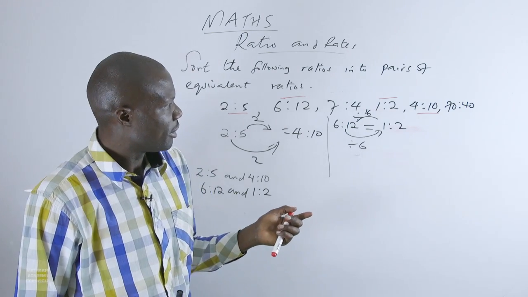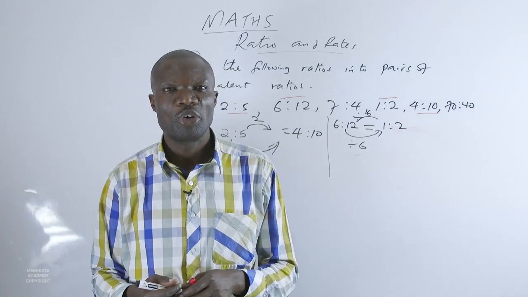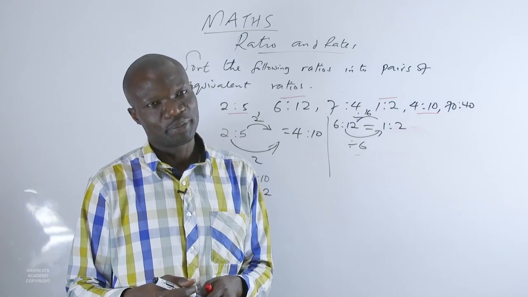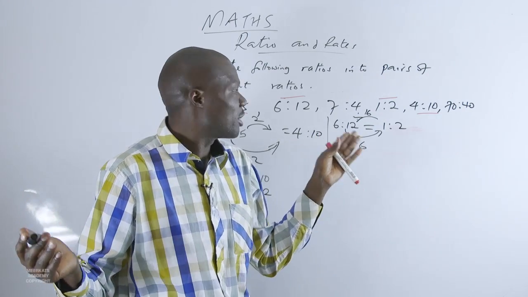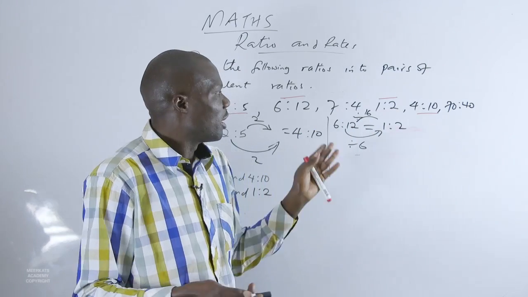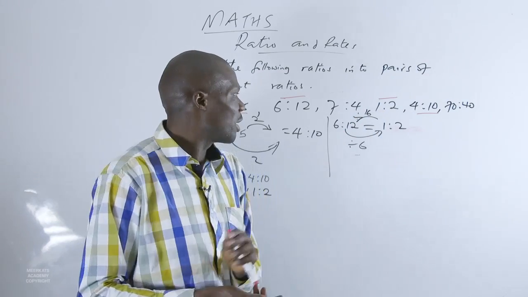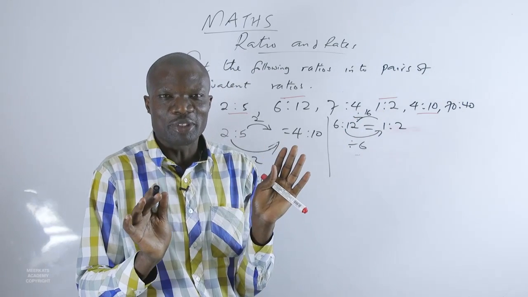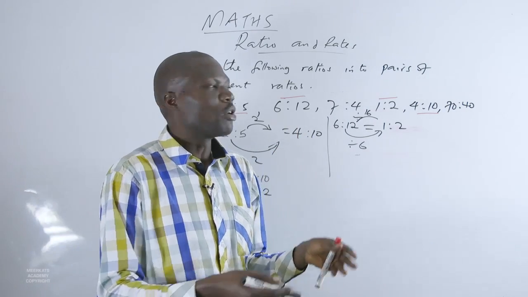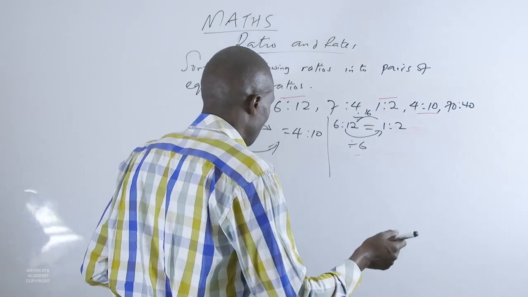But let's see. We have 7 to 4 and 4 to 10. That one cannot work. 7 is not anywhere a multiple of 4, so it can't work. Let us compare 7 and another one. 7 to 4 and 70 to 40. This one is making some sense. When you multiply 7 by 10, it is 70. Multiply 4 by 10 is what? 40.